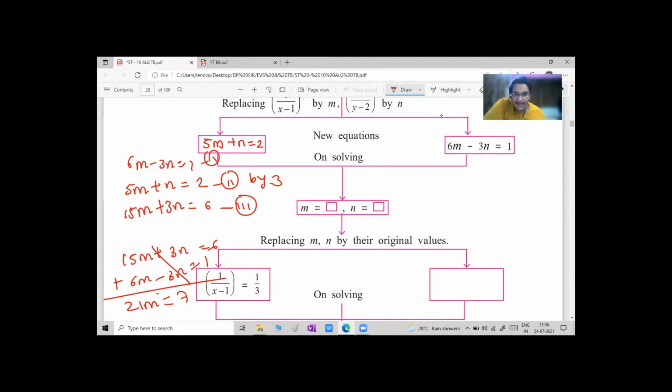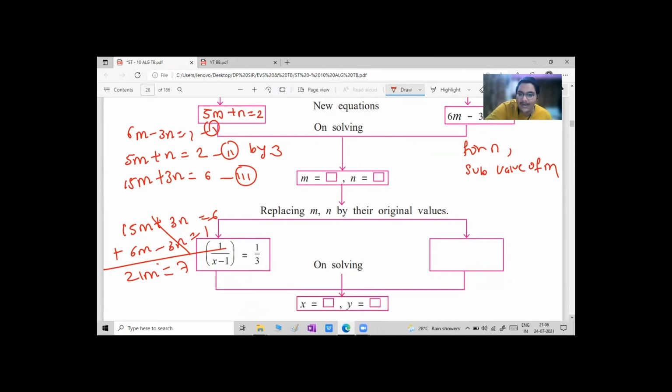And the next part, this I am leaving up to you. The next part for n. For n, what are you going to do? You are going to substitute the value of m, isn't it? So now I am leaving that part for you. You can let me know the answer in the comment section. Okay, and that is up to you. So do solve and let me know.